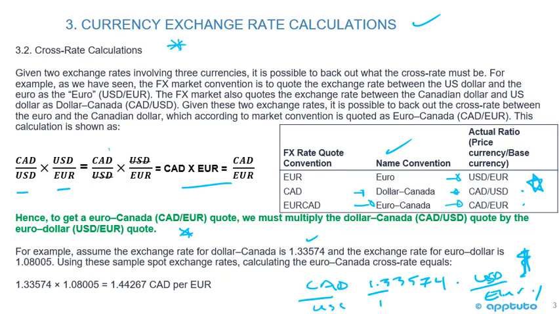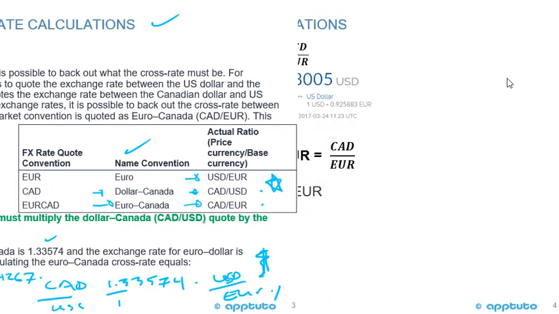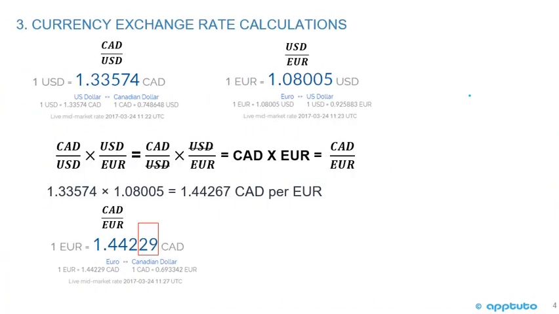Using these same sample spot exchange rates, calculating the euro Canada cross rate equals 1.33574 times 1.08005 equals 1.44267 CAD per euro. Okay, so 1 euro is going to give me 1.44267 Canadian dollars.